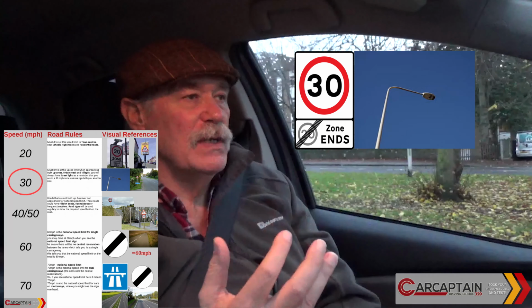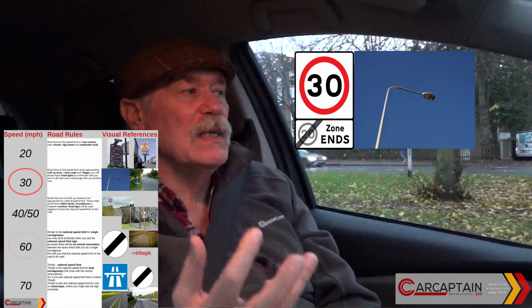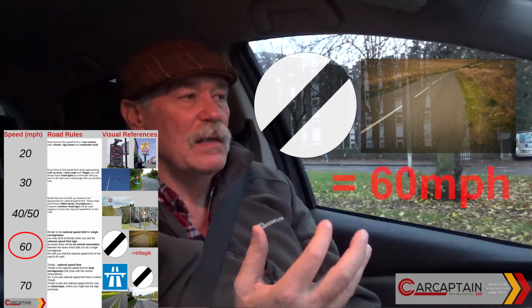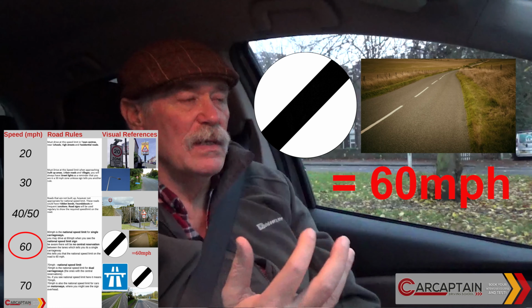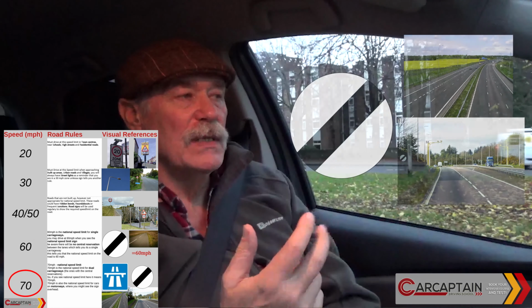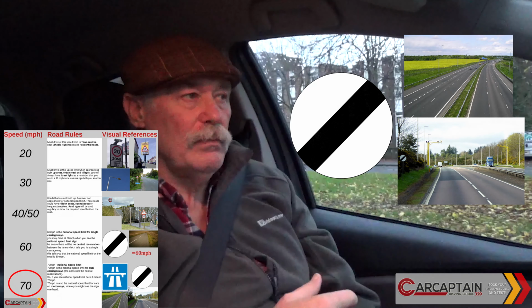But the natural thing is there are natural speed limits, which are 30, 60 and 70. 30 on roads with street lamps, 60 on roads outside towns, quiet country roads, and then 70 miles per hour on motorways and dual carriageways. Obviously, street lamps affect all of that, and you have to look at that. And you're looking for signposting most of the time.